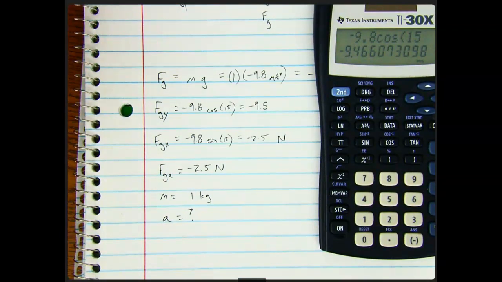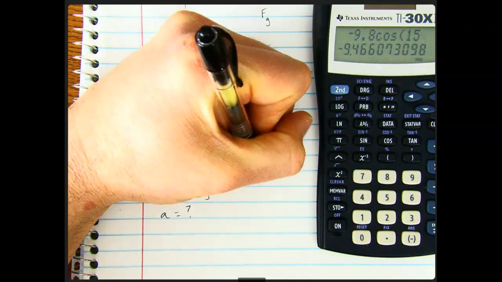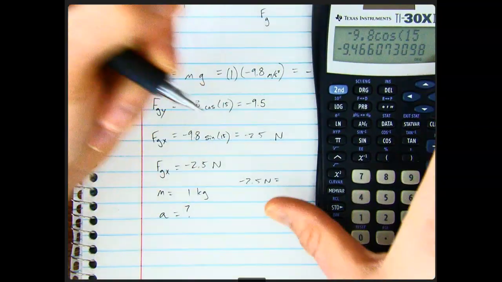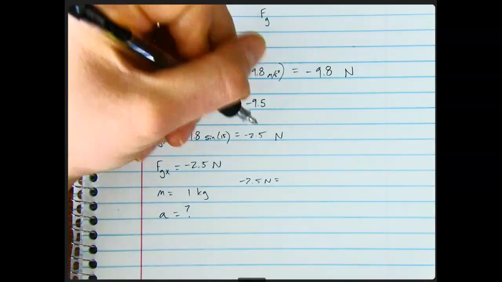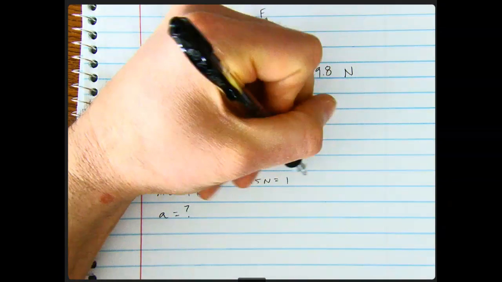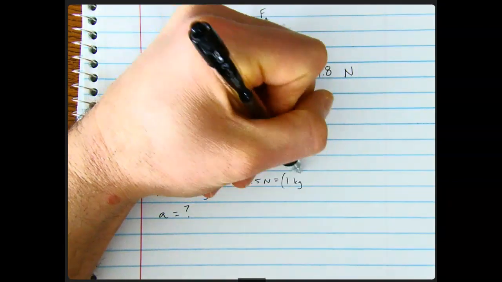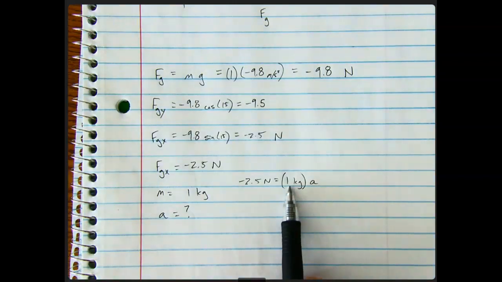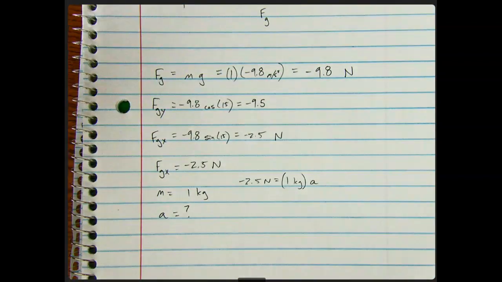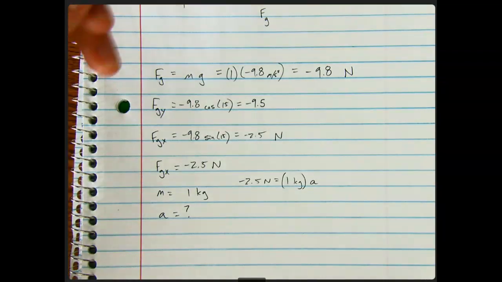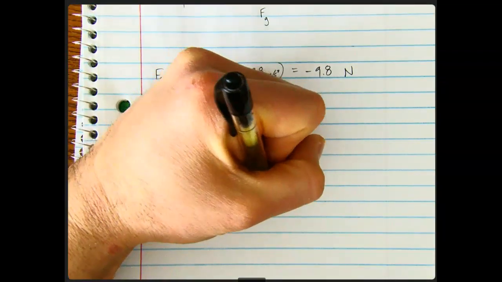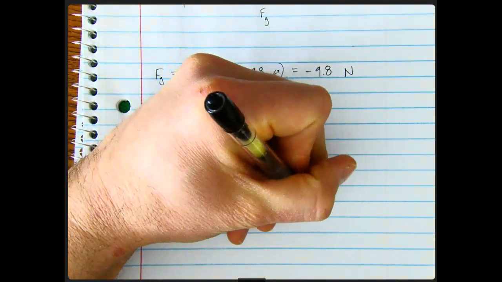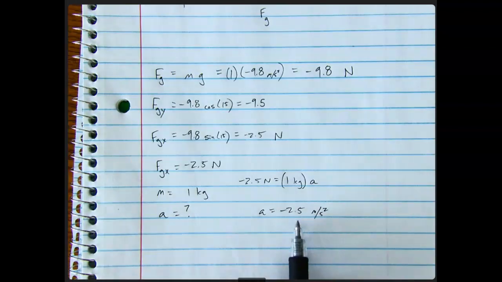From here we can do a simple F equals ma. So we have negative 2.5 newtons is equal to 1 kilogram times a. You can probably see it's pretty simple: if this is 1, then we're dividing both sides by 1, which doesn't do anything. So acceleration is also negative 2.5 meters per second squared. And this is how much the block would accelerate down the ramp.